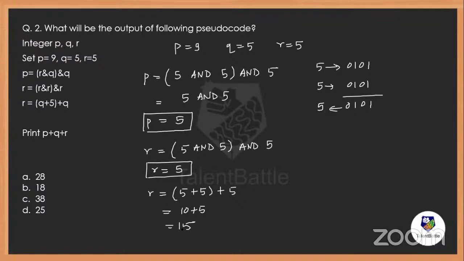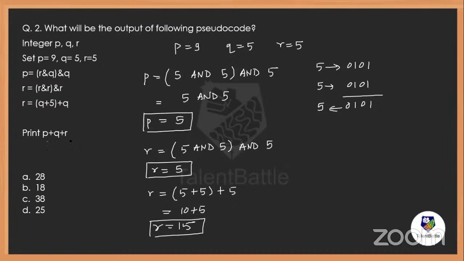Let me just recorrect this. P is equal to 5, we got. Then R is equal to 5 AND 5 and again AND 5. So that will be 5. So value of R will be 5 plus 5, that is value of Q, and plus 5. So 10 plus 5 is equal to 15. So R value updated, we got 15.